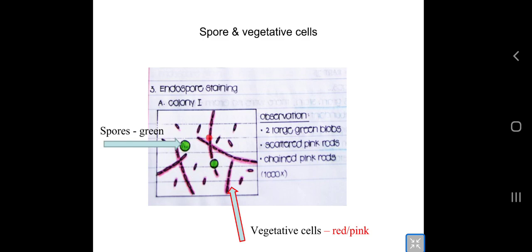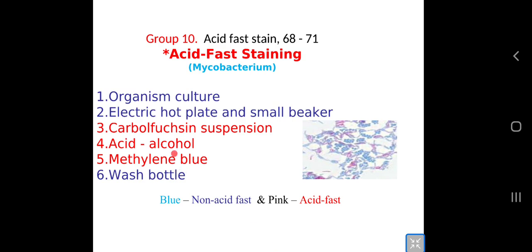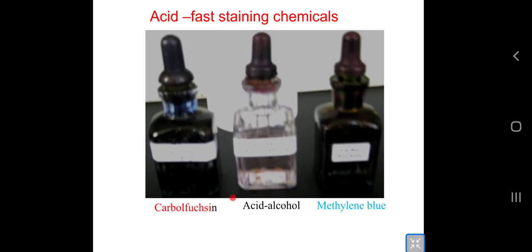Okay, now here it is the vegetative stage and the spore. That we said already. Okay, now when we come to acid fast staining, look, we are using carbol fuchsin, acid alcohol. Please don't say acid or alcohol. Say acid alcohol, and then methylene blue. Remember those 3 ingredients in the acid fast stain. If it is acid fast, it is going to be red or pink. If it is non-acid fast, blue. Any bacteria you can mention like that, you need to be able to give me like that also.